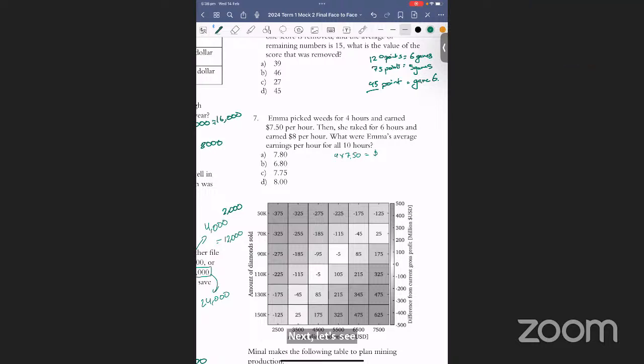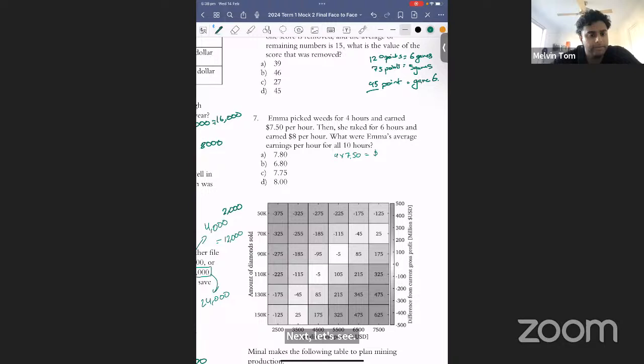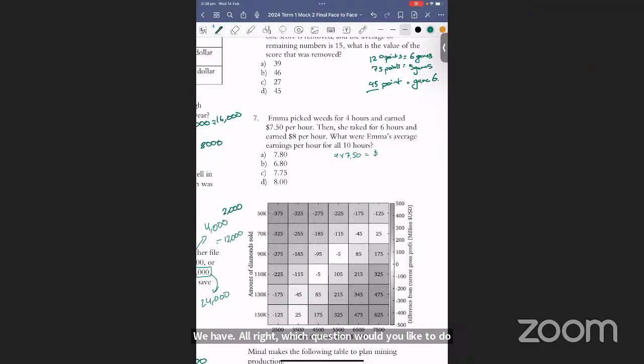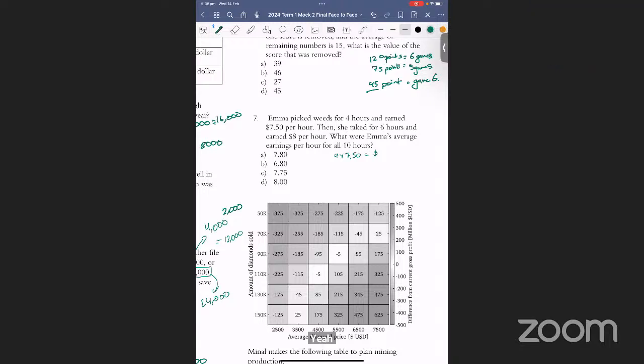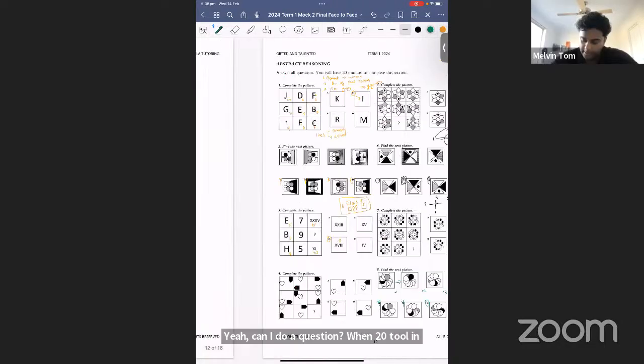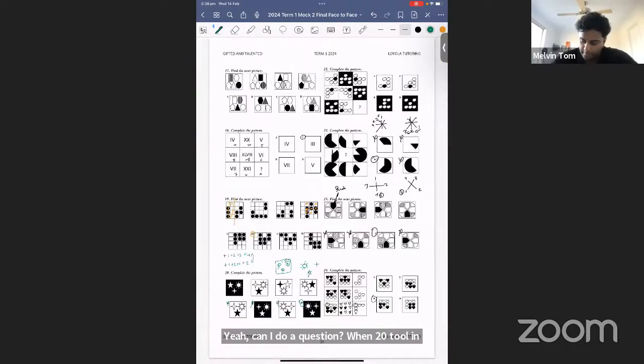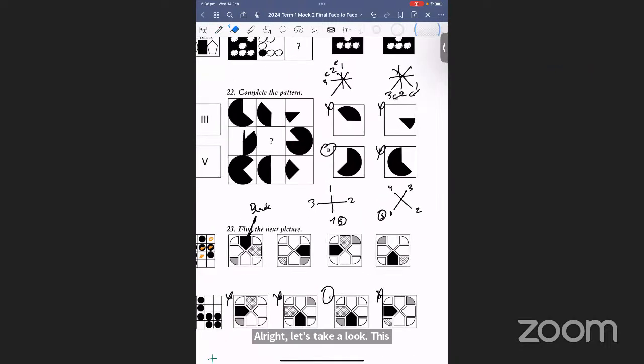All right, Vidula, which question would you like to do first? Abstract reasoning or math? You've sent me a series of questions, so which one would you like to do? Can I do question 22 in abstract reasoning? All right, let's take a look. This one here, right? Yes.